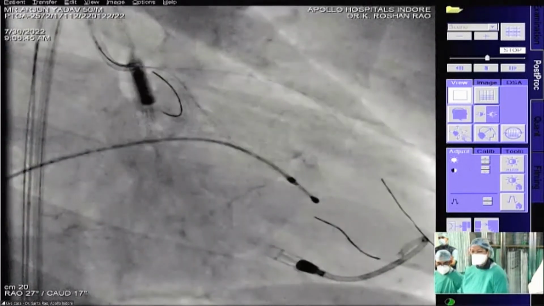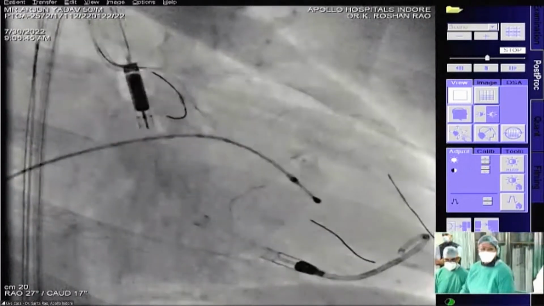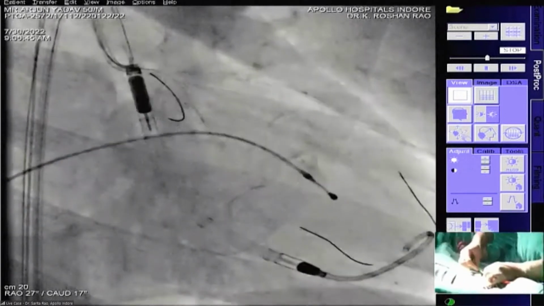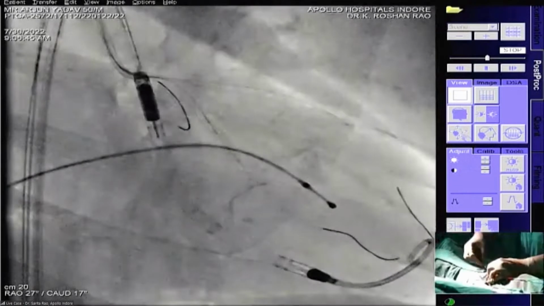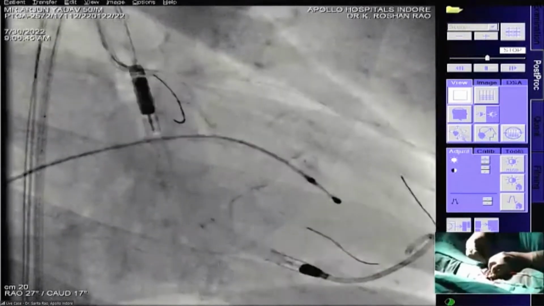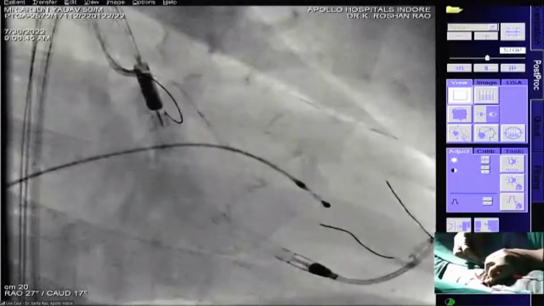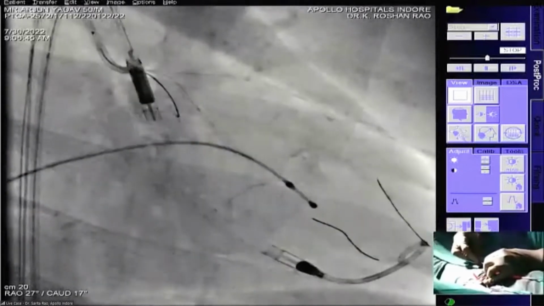Pulled the impeller a bit. I have Dr. Ashwini here with me for the impeller support. We pulled it a bit as you recommended. Now I'm taking in a balloon to balloon the ostium of the LAD.